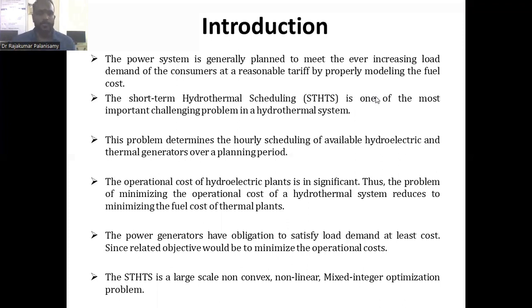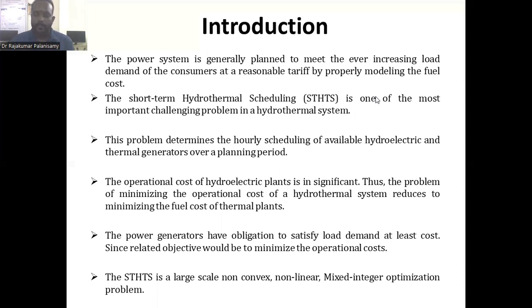So I need to integrate renewable energy sources such as hydropower. Here I am going to integrate the available hydropower to generate power. Integrating both hydro and thermal, the problem becomes a non-linear mixed integer optimization problem. For this problem, the operating cost of the hydro power plant is significant, so the problem is minimizing the operating cost.